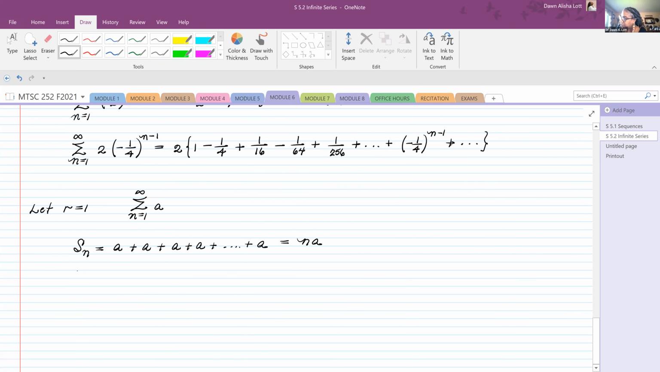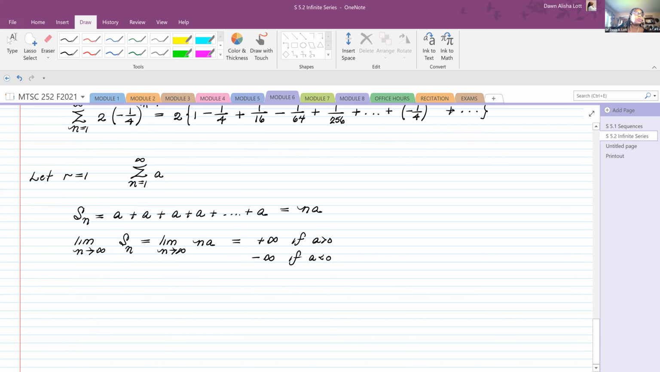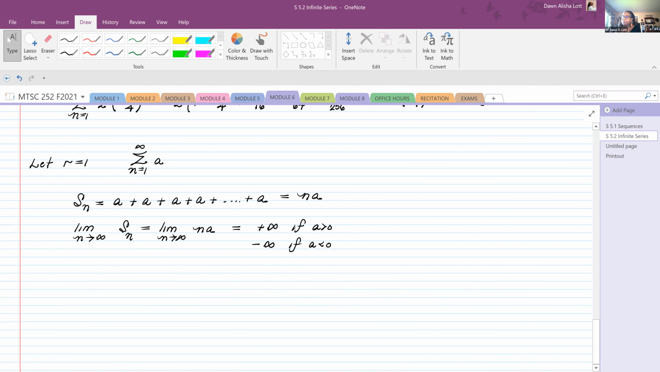So if I take the limit as n approaches infinity of the nth partial sum, that's the limit as n approaches infinity of n times a. Well, if a is positive, this is going to give me positive infinity, and negative infinity if a is negative. So summing a number, just the same number over and over again, goes to infinity. That doesn't work.